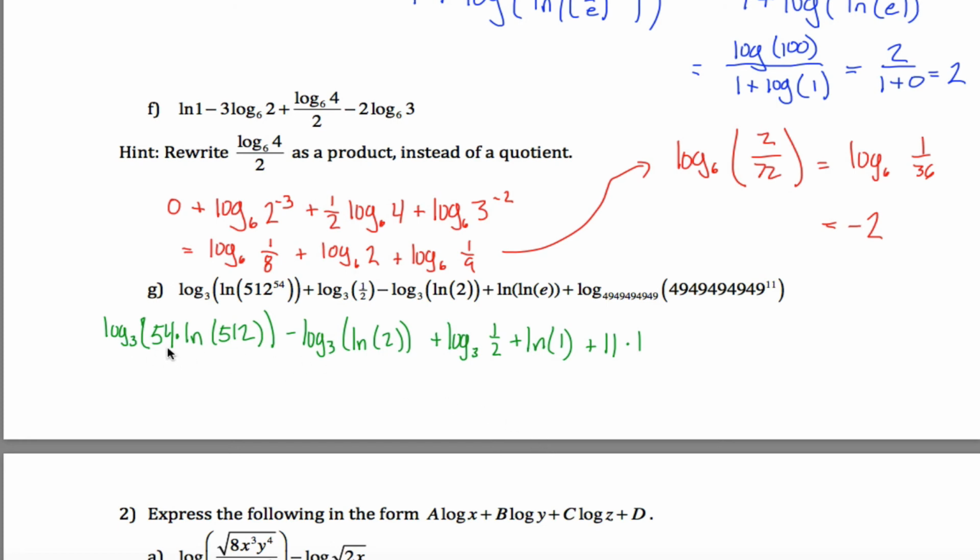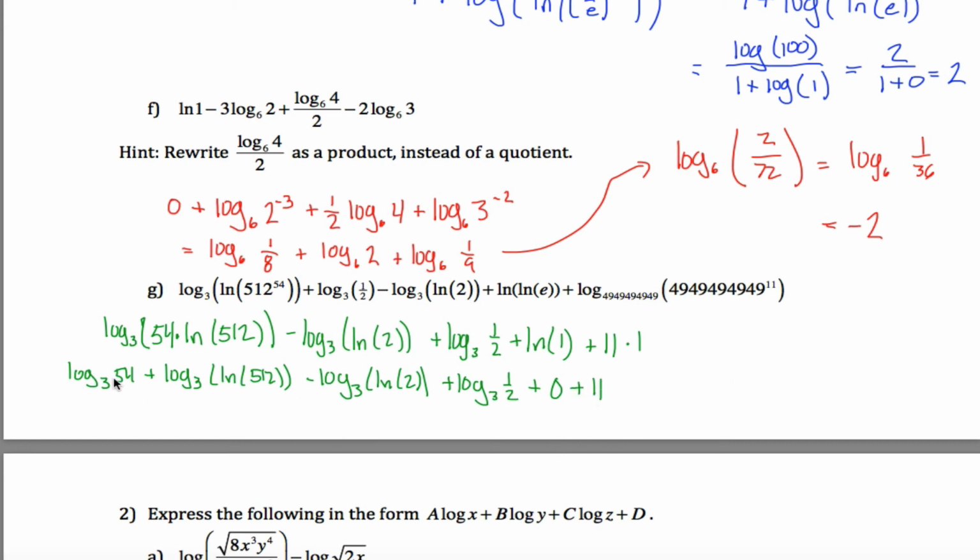Okay, now what I'm going to try to do is put these two guys together. So I have the log base 3 of something minus the log base 3 of something else. Actually, that's not true. That's not what I'm going to do. I'm going to first break this one up. I'm going to use my first log rule. It says when I have the log of something times something else, I can rewrite that as the log base 3 of 54 plus the log base 3 of the natural log of 512. And then from that, I want to subtract the log base 3 of the natural log of 2. And to that, I want to add the log base 3 of 1/2. And then to that, I'm going to add 0 and 11.